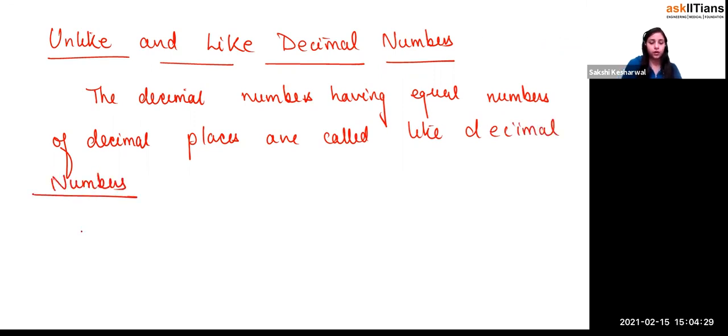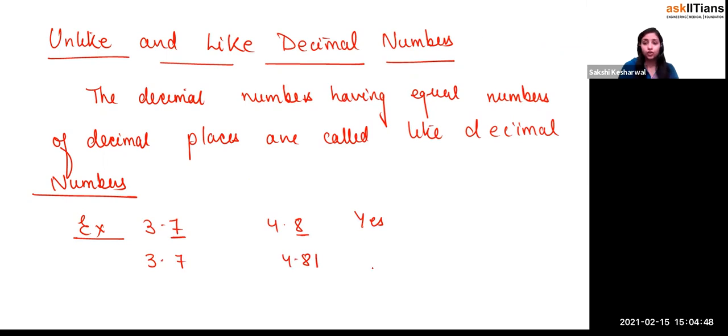For example, if I write 3.7 and 4.8, are they like? Yes, they are like, because after the decimal point they have one digit and one digit. But if I write 3.7 and 4.81, are they like? No, they are not like, they are unlike. To convert unlike to like, you can write 3.70 and 4.81. Both have two digits at the end. That is how we write it.